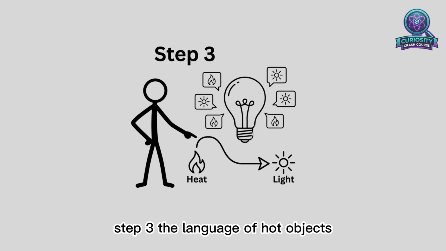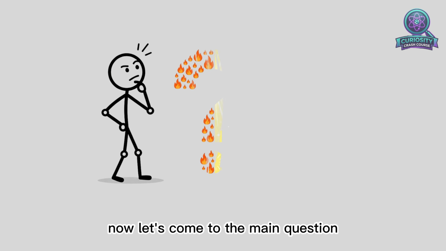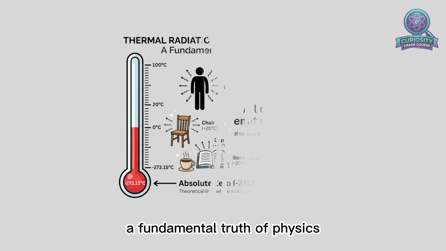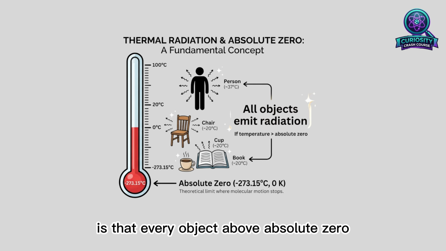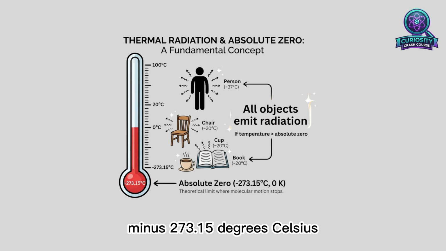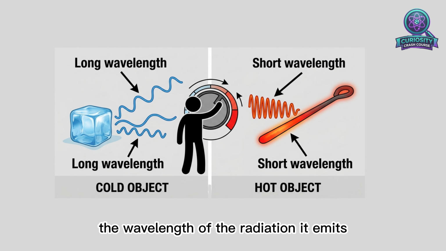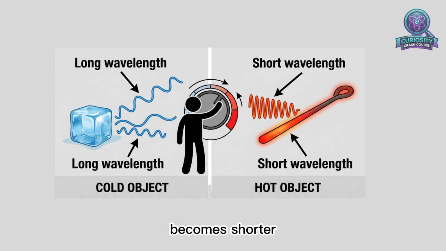Step 3. The language of hot objects, how heat becomes light. Now let's come to the main question. How does light come from this heat? A fundamental truth of physics is that every object above absolute zero, minus 273.15 degrees Celsius, emits radiation. As the temperature of an object increases, the wavelength of the radiation it emits becomes shorter.